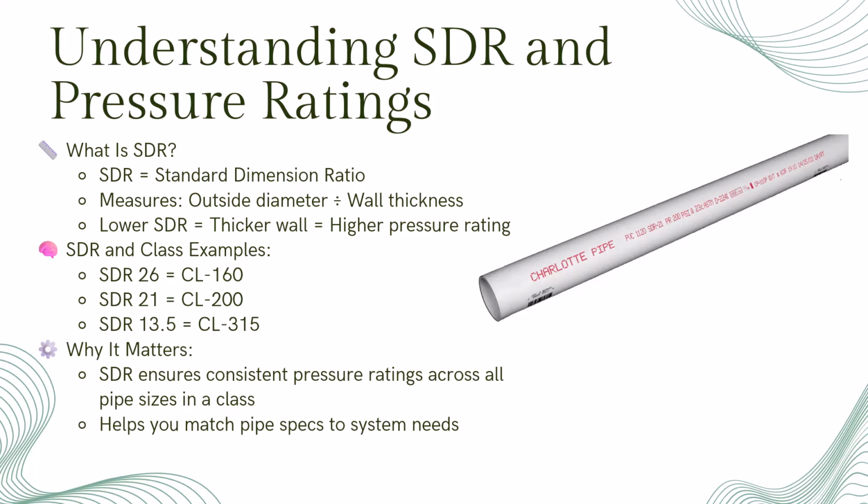So here's how the numbers line up. SDR 26 equals CL160. SDR 21 equals CL200. SDR 13.5 equals CL315. These ratios help keep the pressure consistent across all pipe sizes in a pressure class. So whether you're using 1-inch or 4-inch CL200, the wall thickness adjusts to maintain that same 200 psi pressure rating. Knowing these relationships helps you pick the right pipe and avoid costly mistakes in the field.